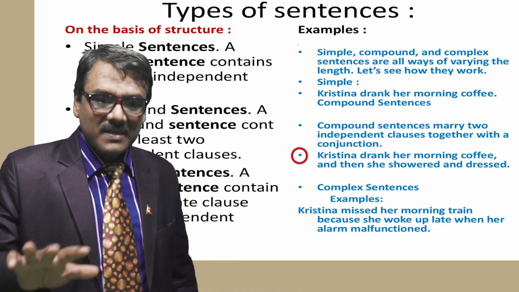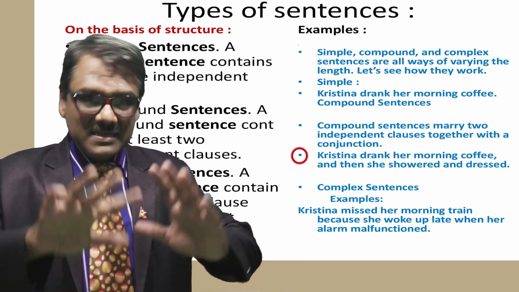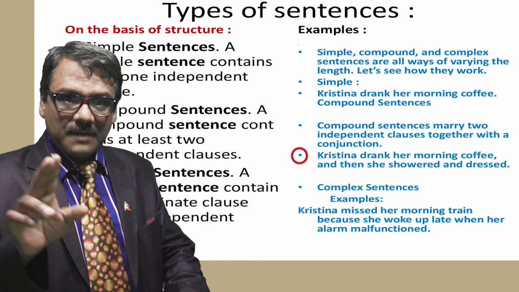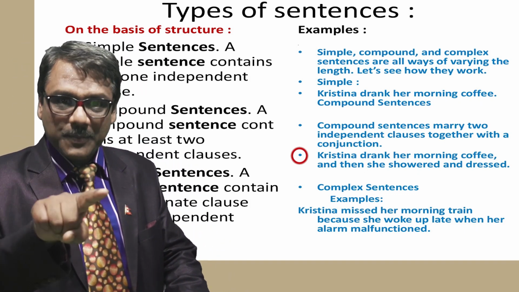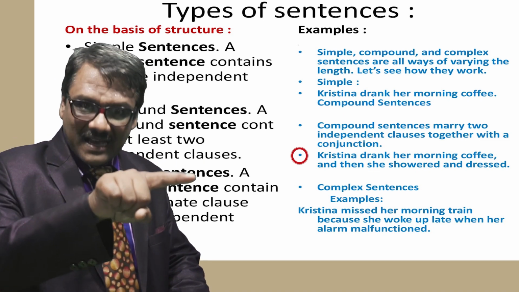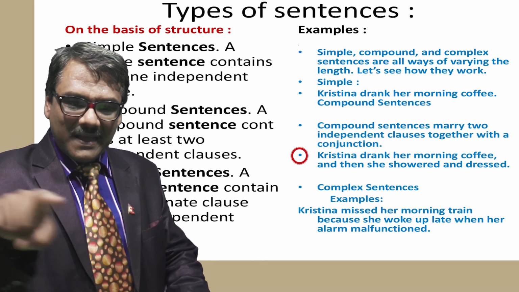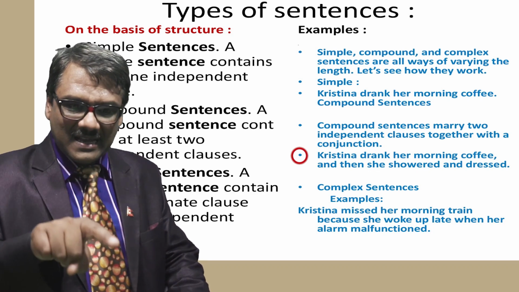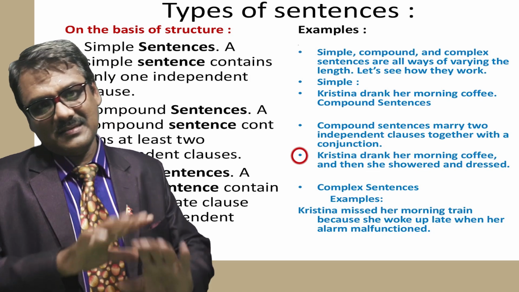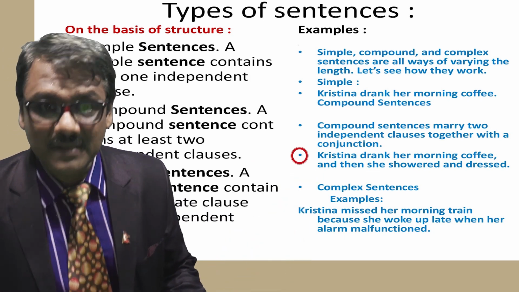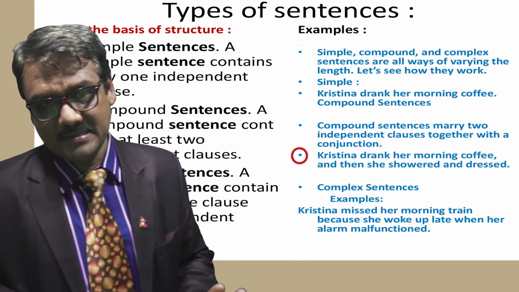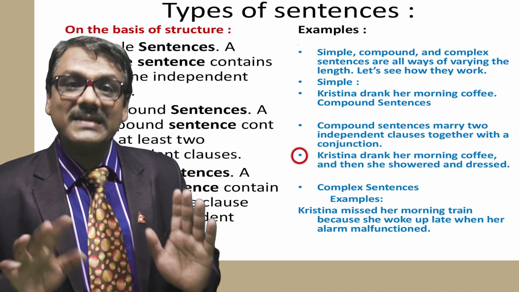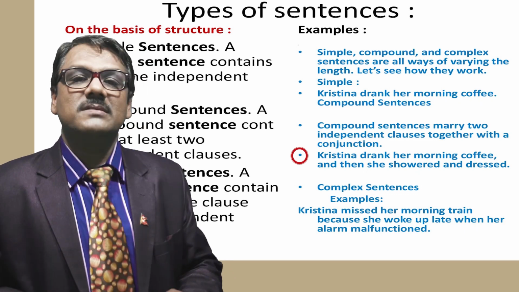And now let's try. Christina drank her morning coffee. It is independent in itself. And in the second clause, she is the pronoun that represents Christina, isn't it? And if you replace she with Christina, Christina showered and dressed, it is complete in itself. Therefore, both are independent clauses and they are joined by and. So it is an example of a compound sentence.